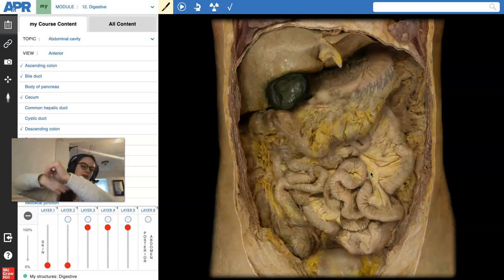So it's wrapping all the way around, and then that membrane is attached to the posterior body wall. So these are suspended to the posterior body wall. They're anchored there.